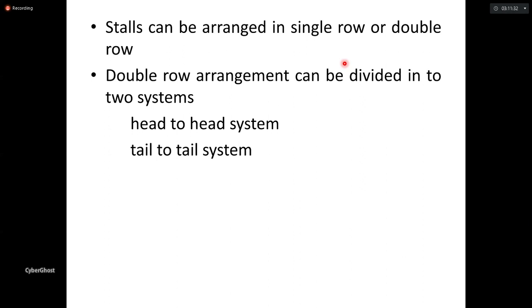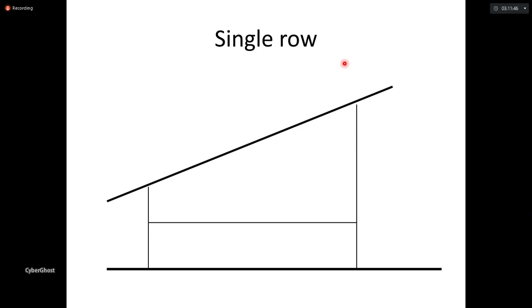So when we come to the housing systems, we can arrange them in different ways, right? Maybe in a single row or maybe double row, maybe head to head or tail to tail. I can show you one or two. This is a single row housing system.